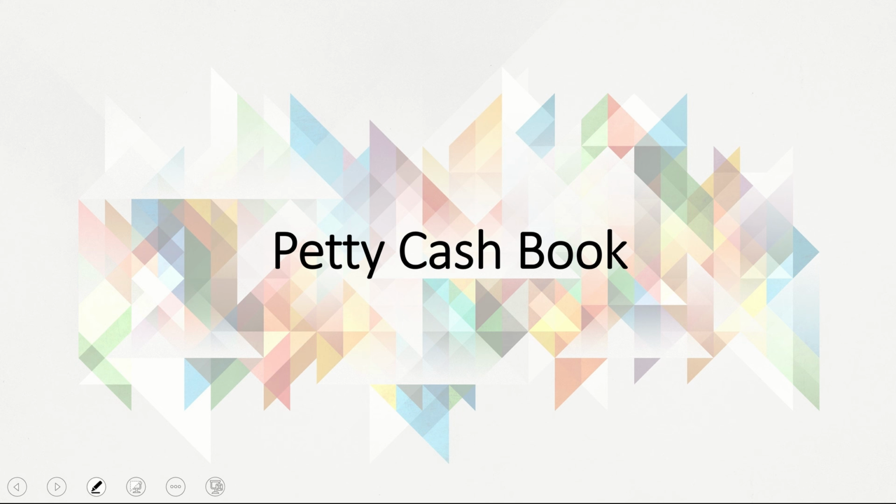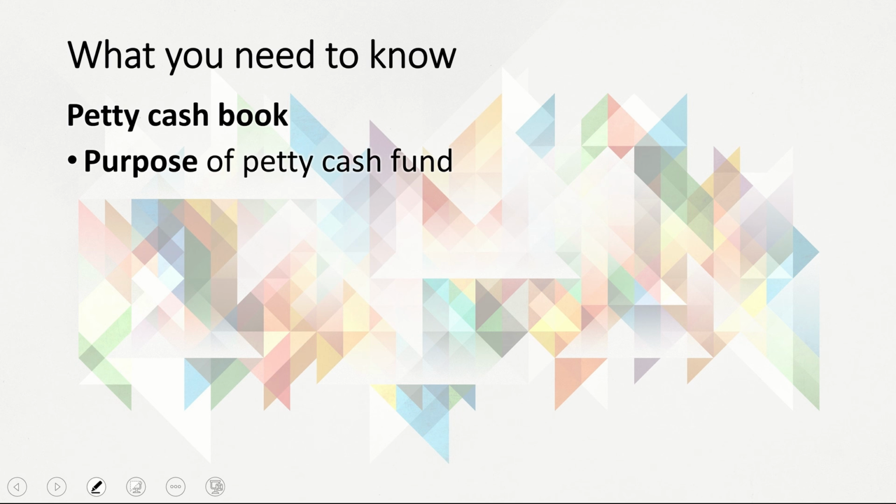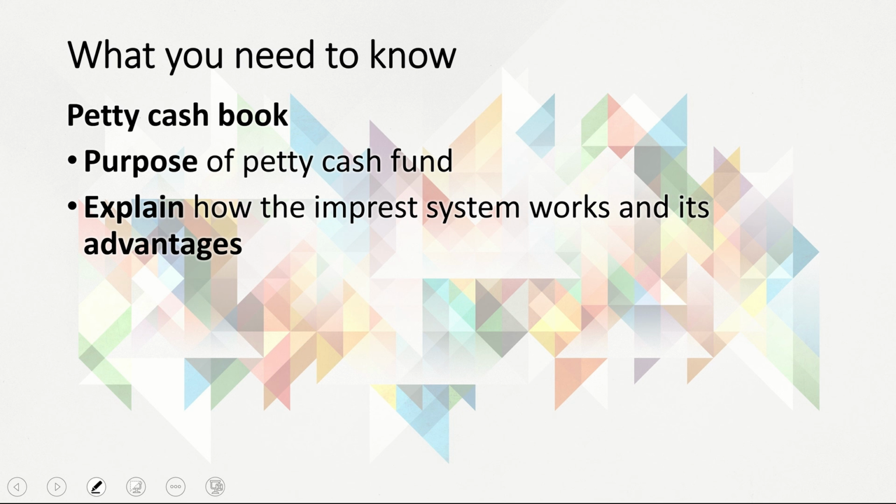What about petty cash book? So what you need to know are purposes and how the imprest system works and its advantages. Okay, so basically, the long and short of it is that your petty cash officer holds onto a certain fixed amount of money. This fixed amount of money is used to pay the employees, and whenever this fixed amount of money is running low, the petty cash officer will get a reimbursement from the chief cashier.